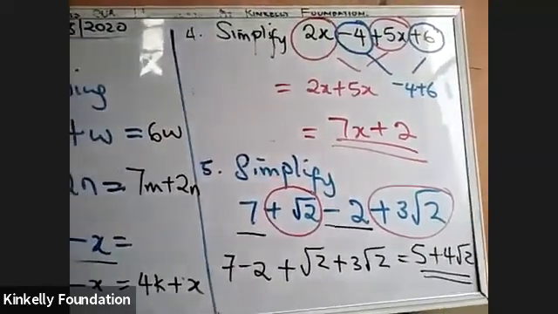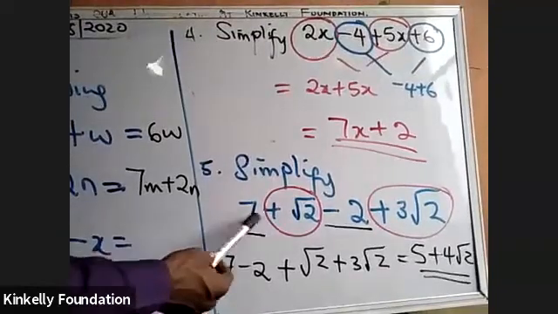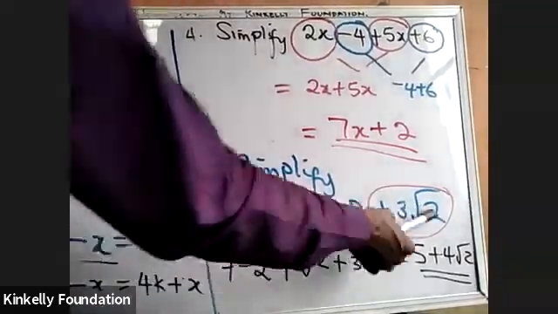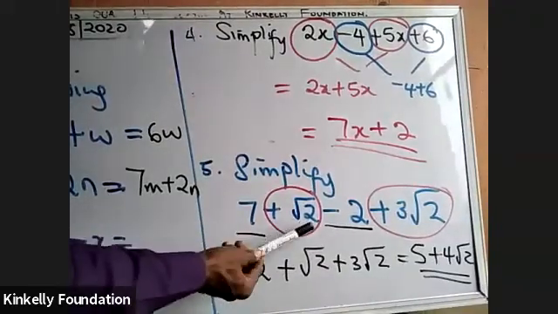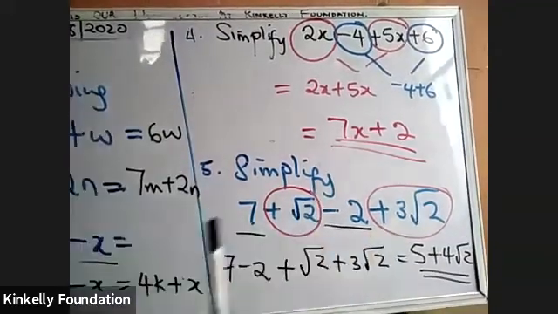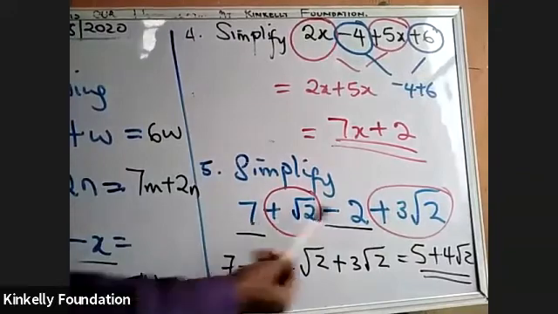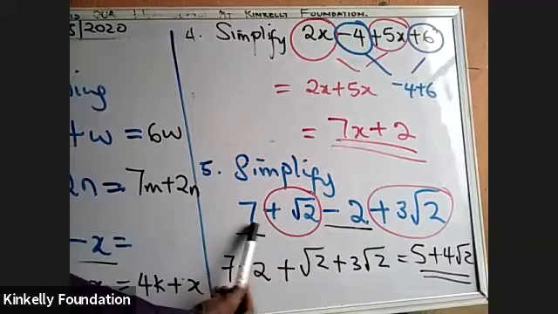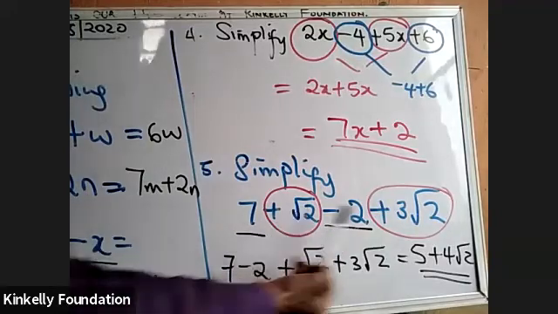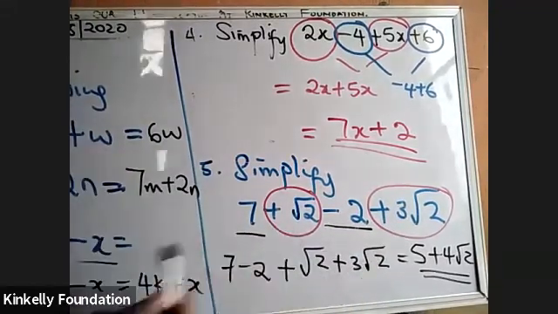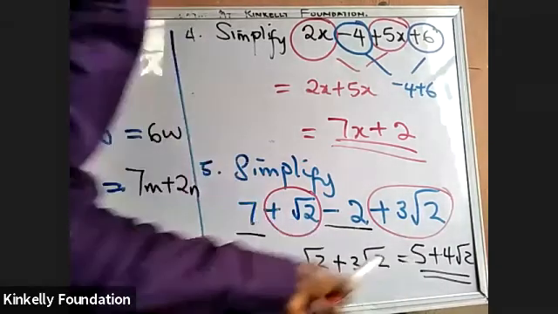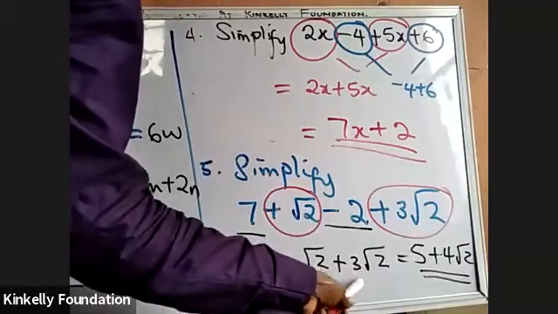Okay. I said 7 plus root 2 minus 2 plus 3 root 2. In this case, this root 2, this one and this one are like terms. This one and this one are same. They are all number terms. So bring these two together, and these ones are this. Once you work on them, 7 minus 2 gives us 5. Root 2 plus 3 root 2.